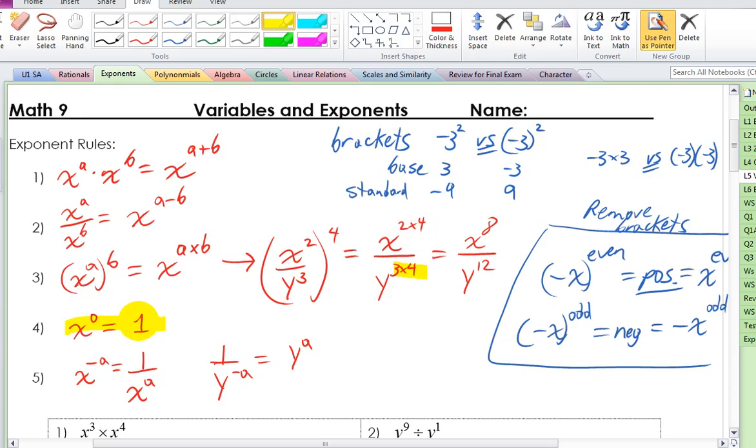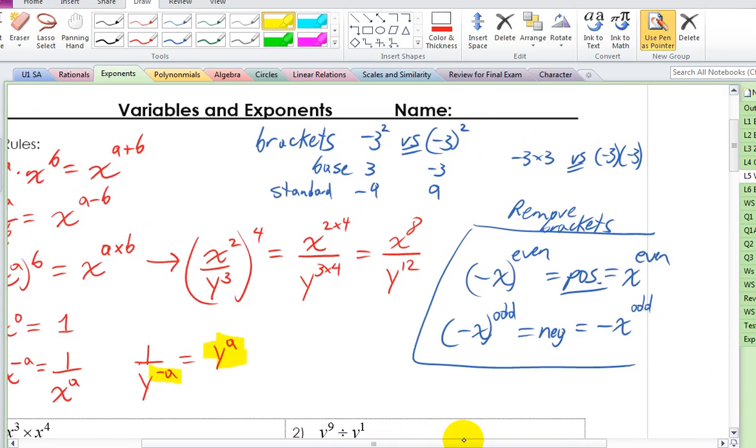x⁰ equals 1. Be careful of what your base is. Negative exponents give you fractions. Okay, they don't give you negative numbers. Negative exponents, fractions, or get out of the fraction if you're already in a fraction.